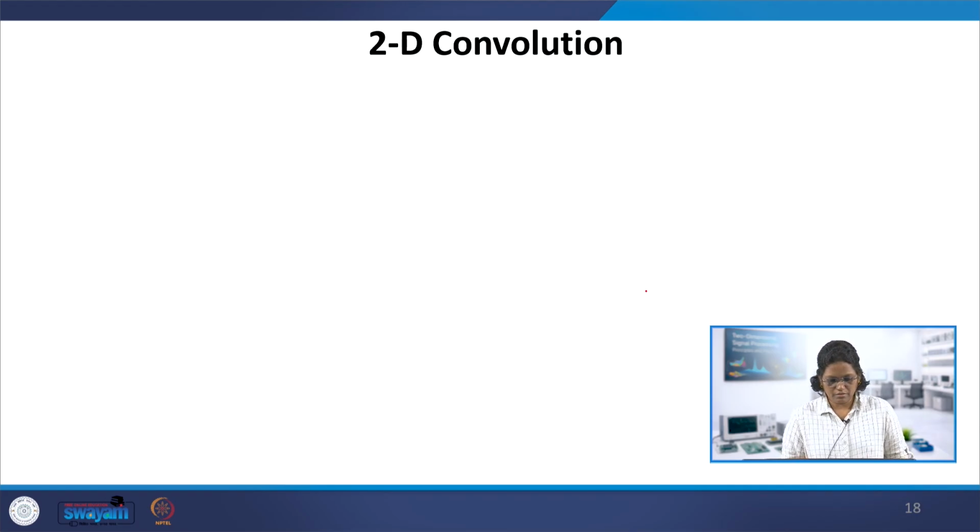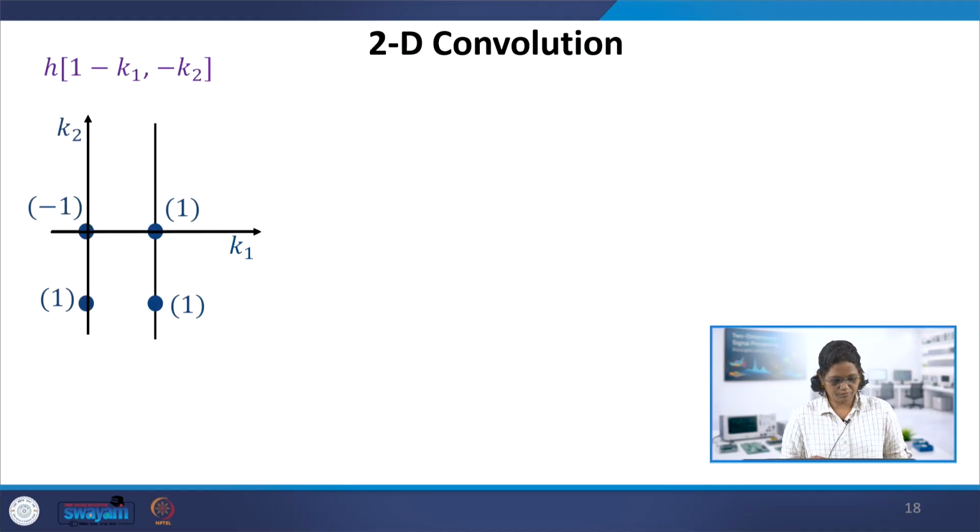Similarly, if we take the next one, here the shift is 1 in k1. In h of minus k1 and minus k2, adding plus 1 to this mirror image means that the sample which was at the origin is now pushed one sample in advance. It was on the left-hand side, and it has come here compared to the h of minus k1 and minus k2.